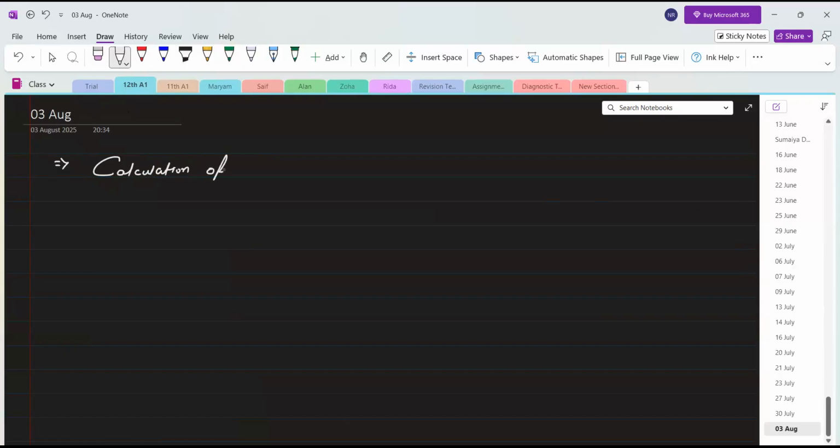Calculation of amount payable to executor. So as we have discussed in the concept of retirement, the amount payable to retiring partner, it is same.